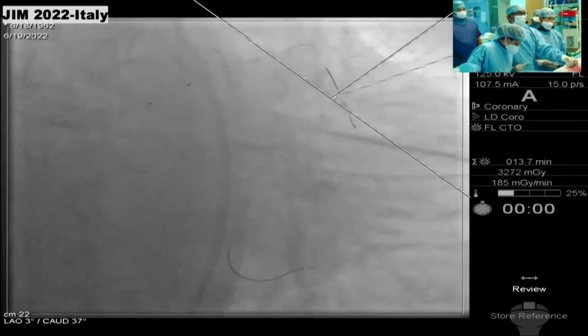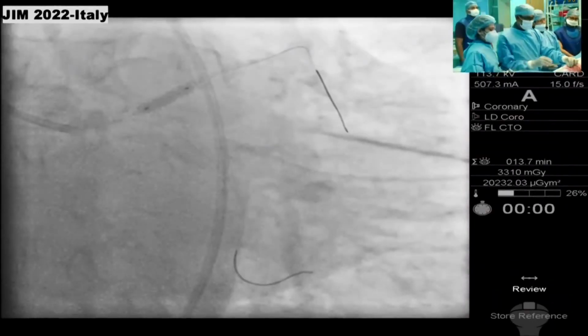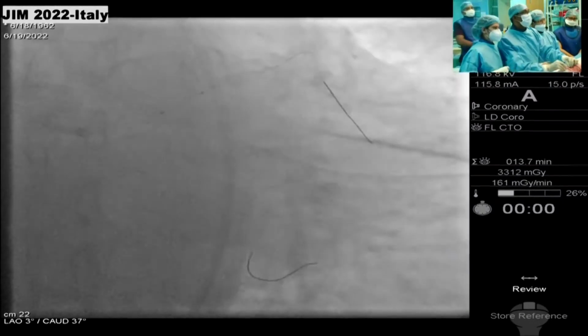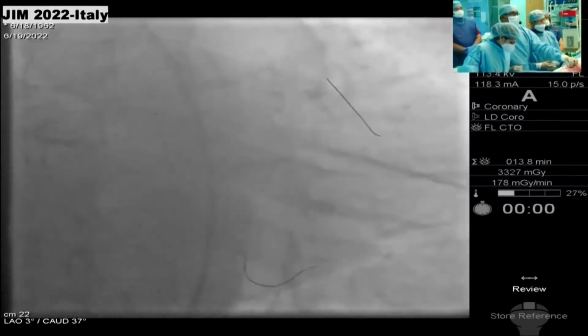Everything's going so smoothly, by the way. You are able to complete everything so quickly. Let's just do the OCT and we have time. Yes, we'll do the final OCT run after this post-dilatation. You do OCT to both directions.